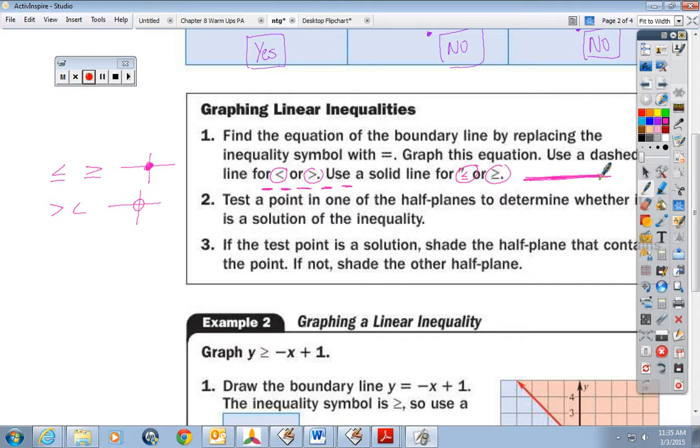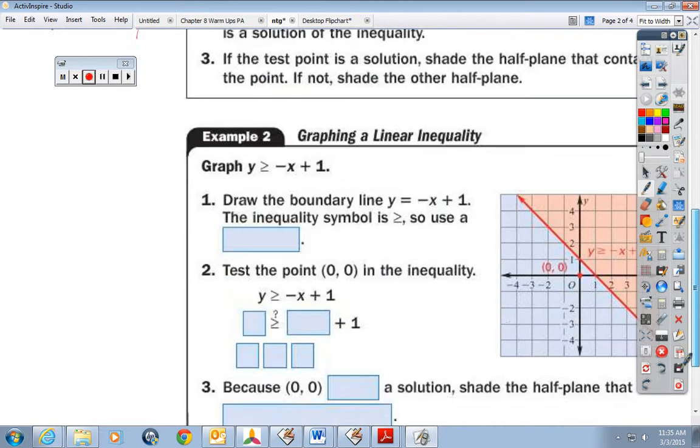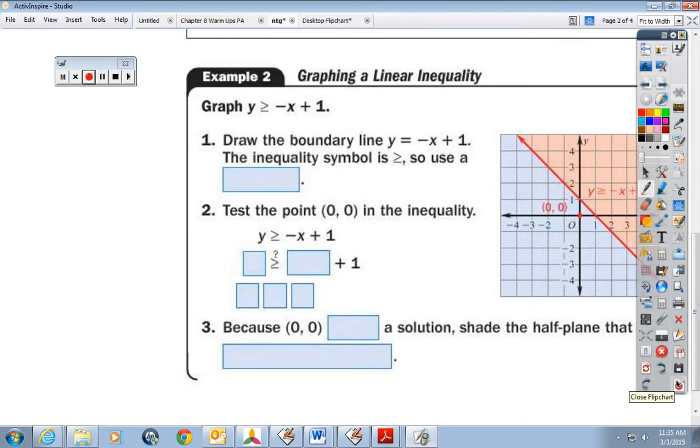So this is like a linear equation, except it's a linear inequality. Okay, so now pretend like you don't see the graph. We're going to treat this right here as a linear inequality. The only difference between this and this is our final graph. So I'm going to graph this just like it was this.